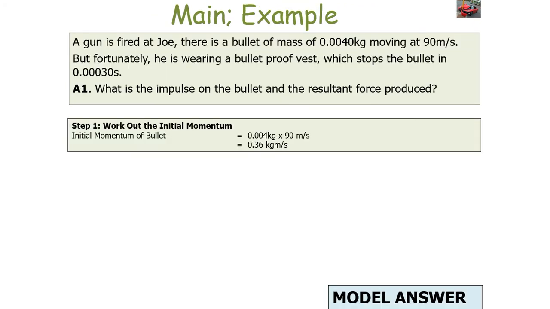Now, let's look at an example of how we calculate answers such as this. So a gun is fired at Joe.